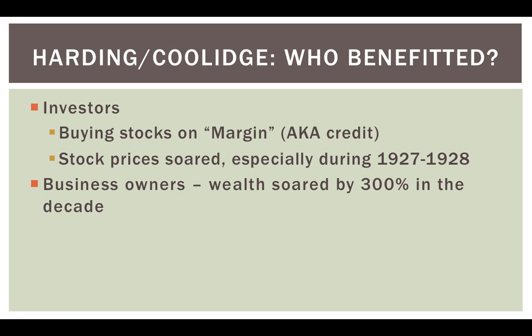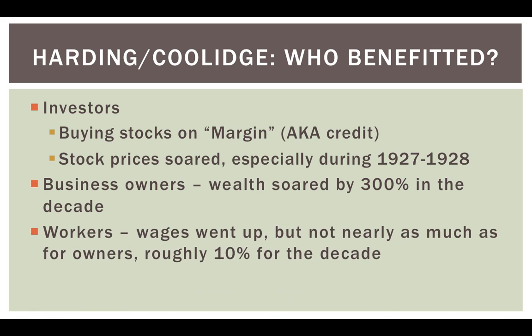Business owners are doing very well. The amount of money that business owners have increases by 300% during the decade, which is a massive increase. This is one of the biggest increases in wealth creation during one decade. Workers do benefit, but workers' wages go up about 10% in the decade. So you can see in these two statistics, there's a massive disparity between the business owners and the workers in terms of who is benefiting during the 1920s. Many economists make the argument that this growing rich-poor gap was one of the reasons why the Depression happens in the 1930s.